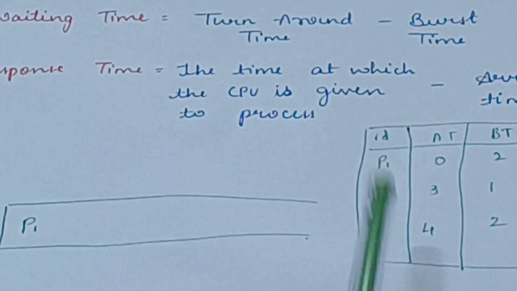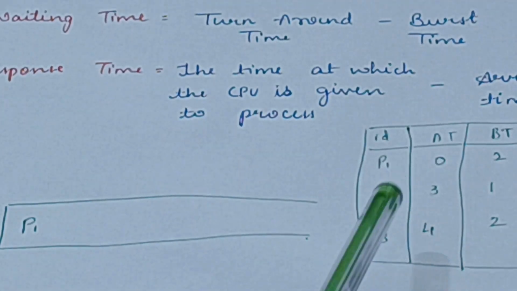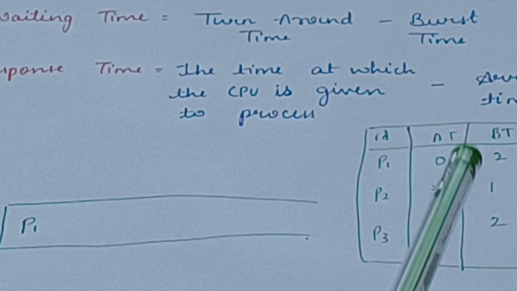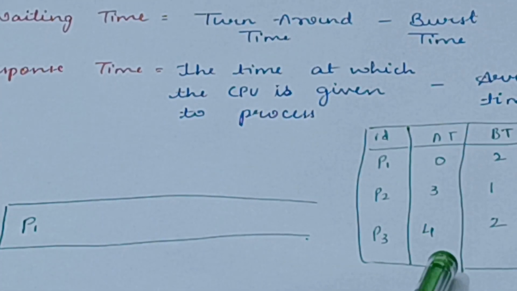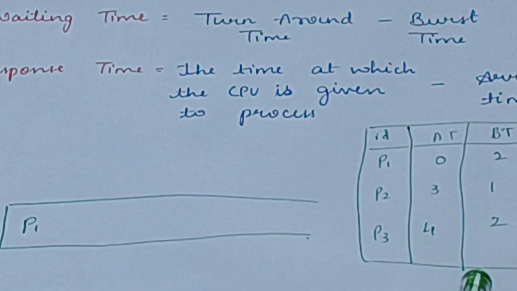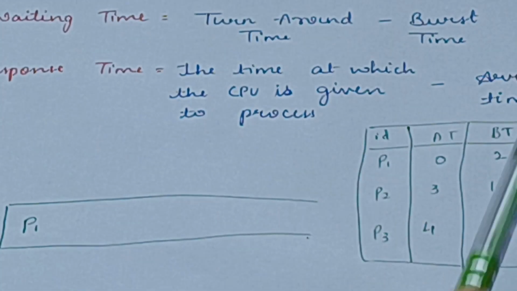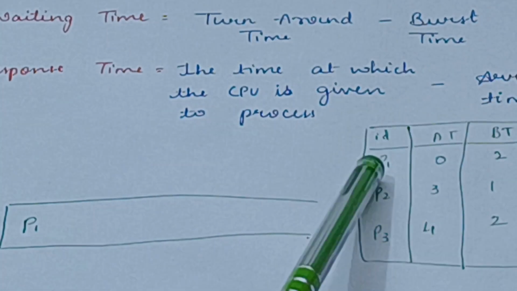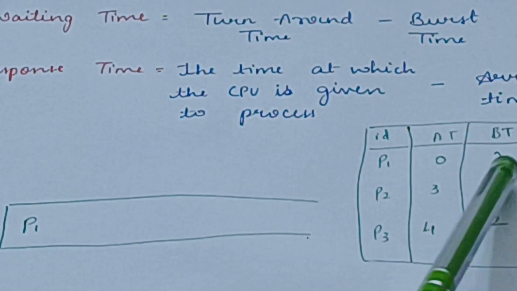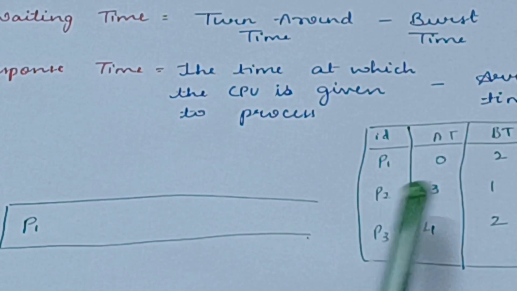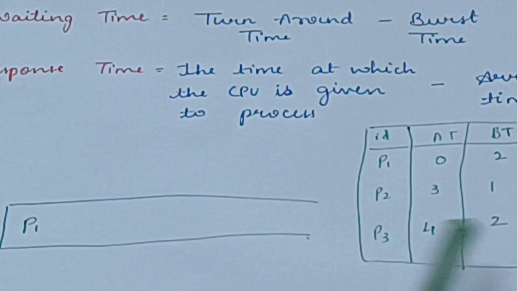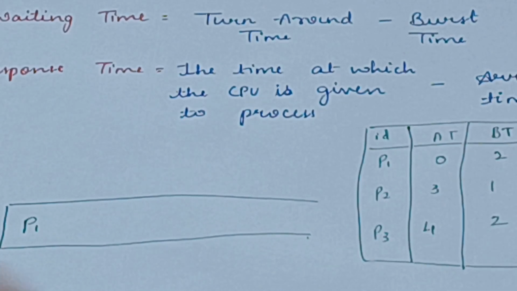Now see, this is your table where you have three processes, P1, P2 and P3. Always the arrival time will be given, the time at which the process enters the ready queue, and burst time is the time that it actually takes for a process to complete its execution. P1 needs 2 seconds to complete its whole execution. That means it needs the CPU for 2 seconds. P2 needs the CPU for 1 second and P3 needs the CPU for 2 seconds.